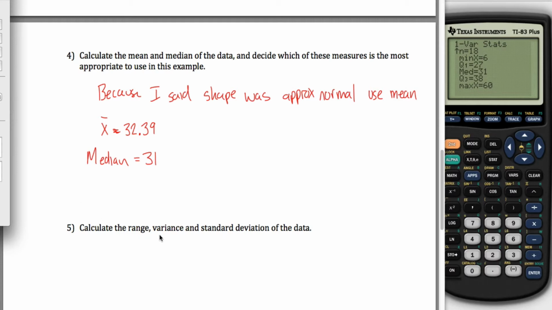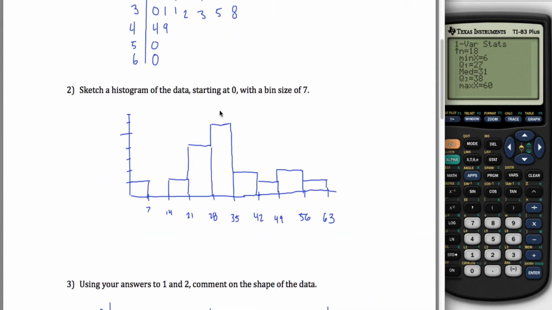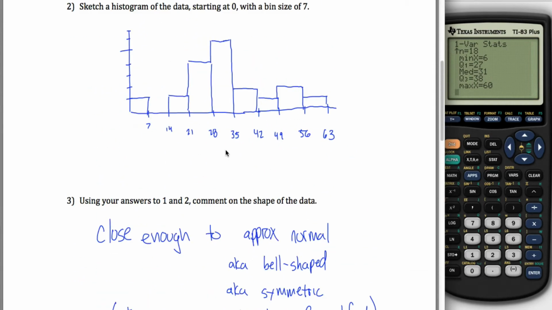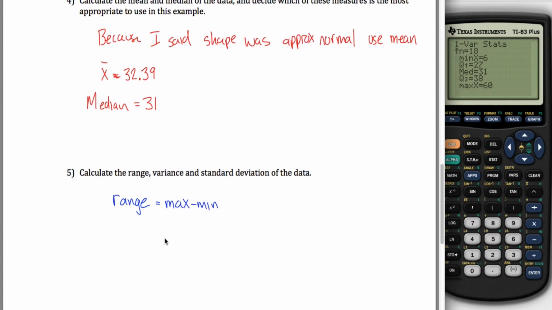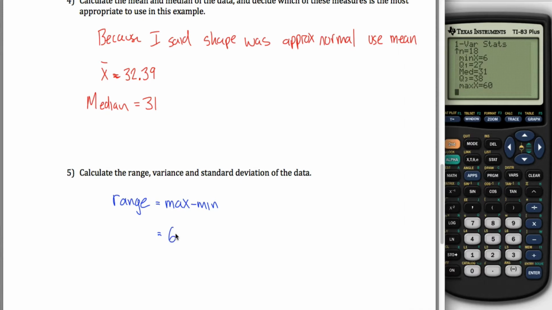What about the next one? Calculate the range, the variance, and the standard deviation. All right, range is the easiest, if you know the formula. The range is your largest value minus your smallest value. You could just go back to the data and be like, well, my largest was 60 and my smallest was 6. So the range is 60 minus 6, which is 54. Or you can find those on there. Like my maximum value was 60. My minimum value was 6. So 60 minus 6 is equal to 54. That's your range. That's it.